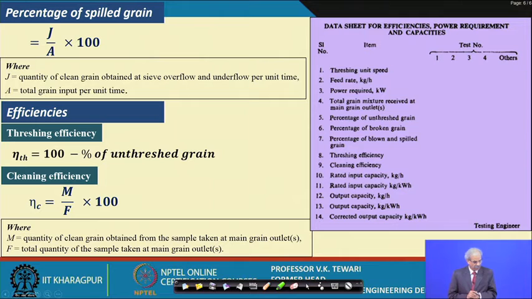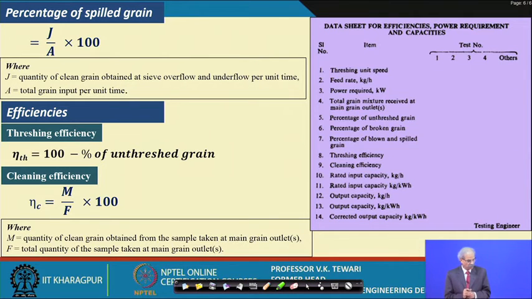Percentage of spilled grain, quantity of clean grain obtained at sieve, overflow and underflow per unit time. As if you know the total grain input and how much is the spilled grain you were talking of, that means how much is the clean grain obtained. So, the ratio of that will give you the percentage of spilled grain.